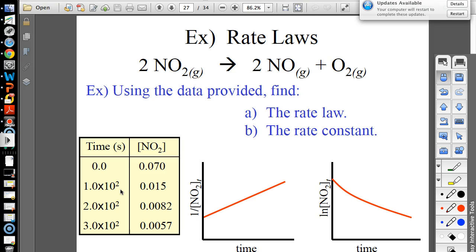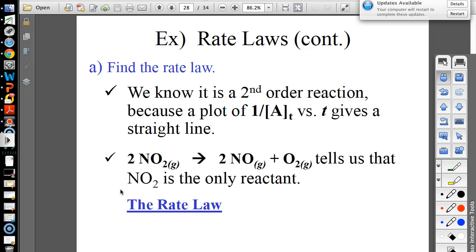I'll work this one out for you, but I bet that you could go ahead and do this. Do you feel like you can do it? You're like, no, Miss Freeman, you do it. Let's see what they got. All right, so we know it's a second order reaction because it makes a straight line. NO2 is the only reactant, so I know it's second order overall.